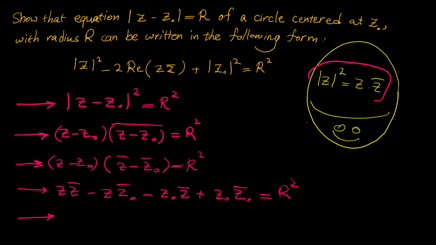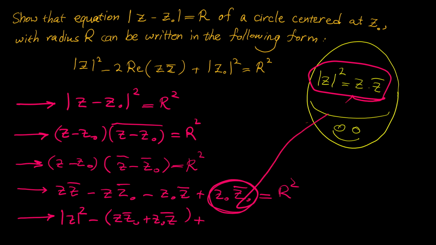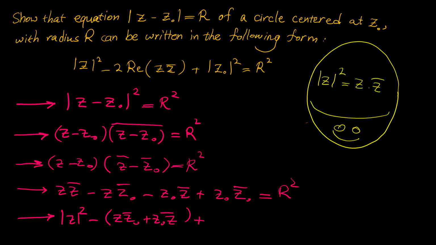So again, by using this important relation, we say this is modulus of z to the 2, and this is similar to this. Minus, I am going to factor a minus from these two terms, and then we have z0 conjugate plus z0 z conjugate. And for this part, again by using this relation, we can write it in the form of absolute or modulus of z0 to the 2 equals r to the 2.